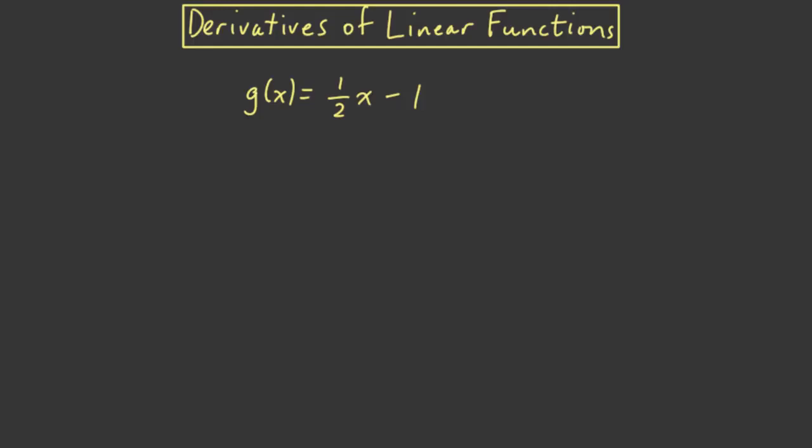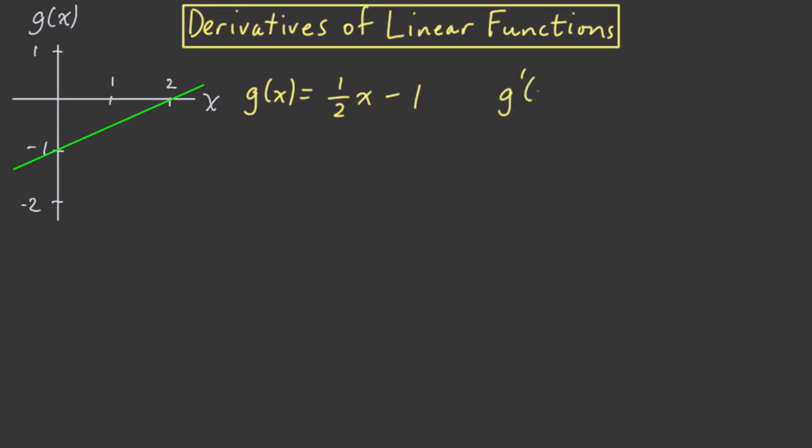We gave you this function g of x equals 1/2 x minus 1. So this is a line with slope 1/2. Here's its graph. And we're thinking about the derivative. So if we take the derivative g prime just at some random point x, what can we say about that?